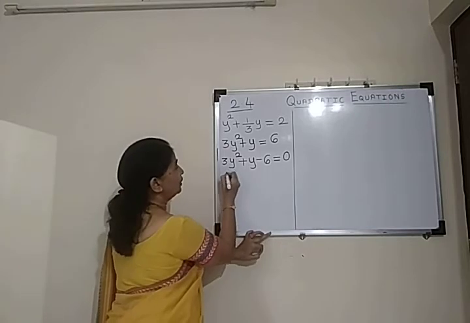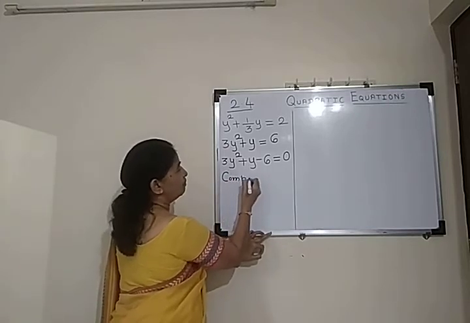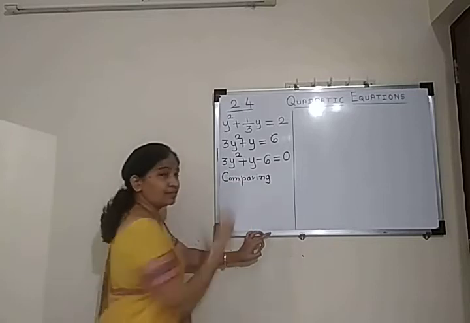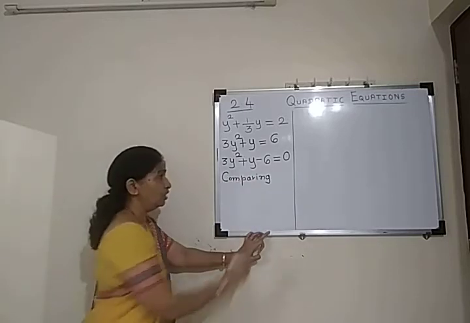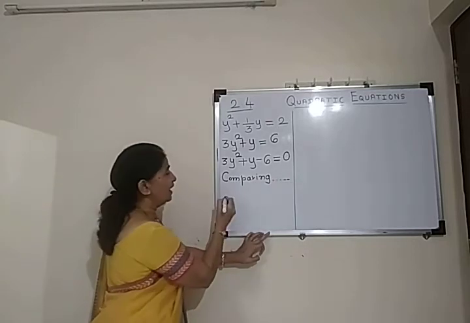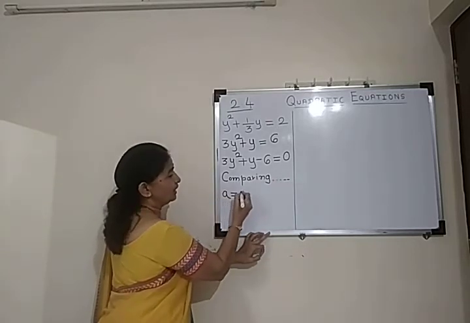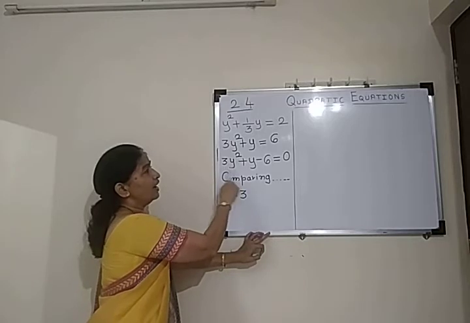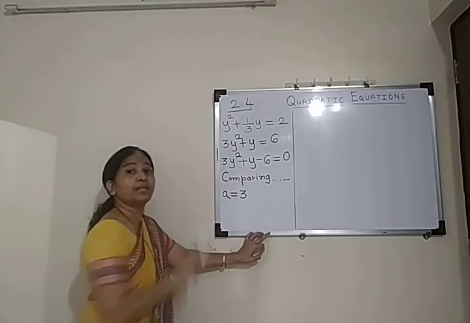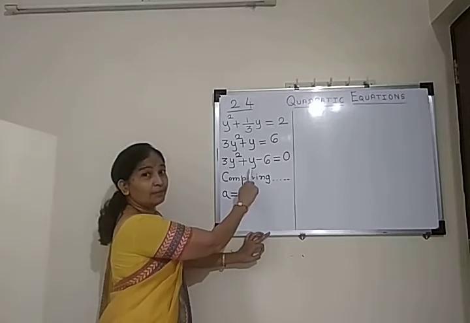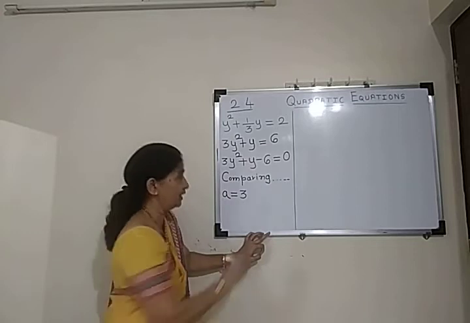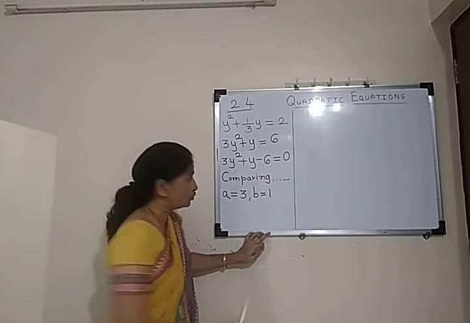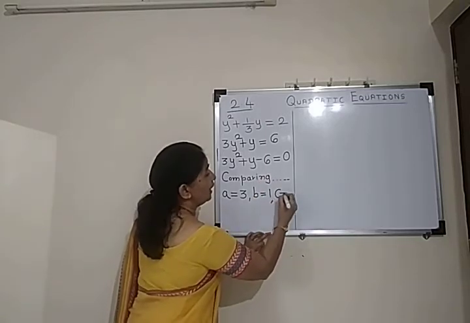Now, compare with your standard form. Comparing with your standard form, ax square plus bx plus c is equal to 0, what will I get? A is equal to 3. Am I right? A is the coefficient of the square term. So, A I got as 3. B is the coefficient of the middle term, that of which index is 1. So, B is equal to 1. And C is the constant term. So, C I got as minus 6.